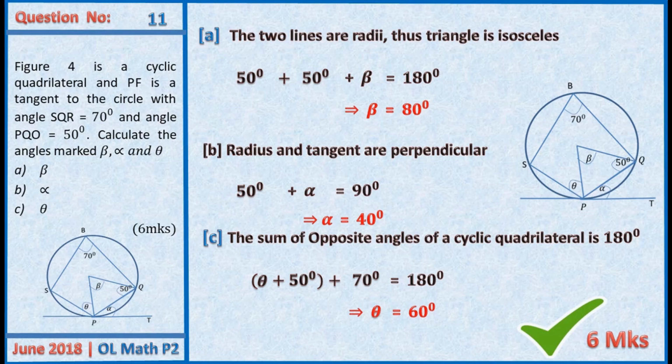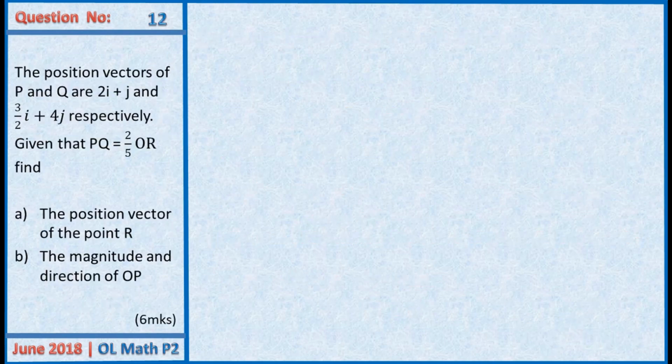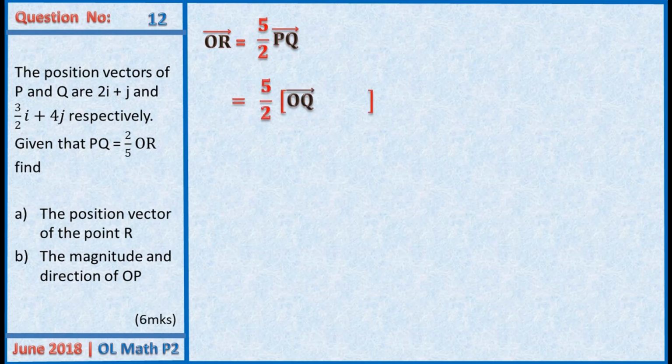Now question 12. The position vectors of P and Q are 2i plus j and 3i plus 4j respectively. Given that PQ is 2 over 5 OR, find the position vector of the point R. So if PQ is 2 over 5 OR, then when you cross multiply, OR will be equal to 5 over 2 PQ. But our PQ is given by head minus tail, so OQ minus OP. The head is Q, the tail is P, so OQ minus OP.